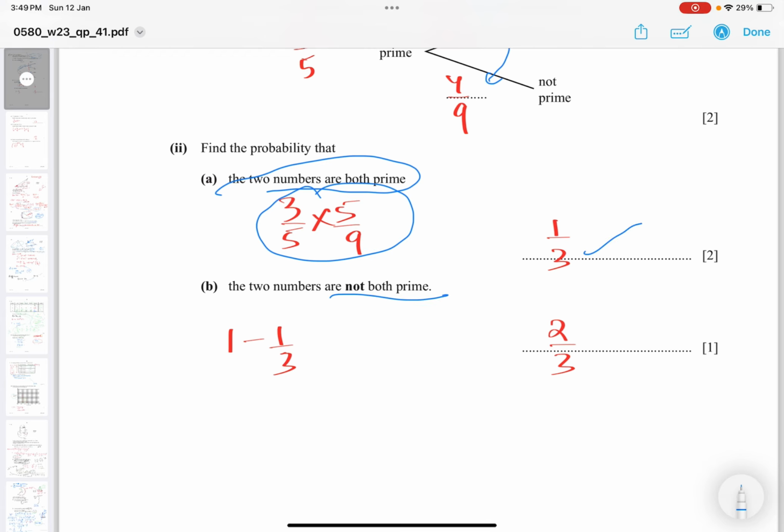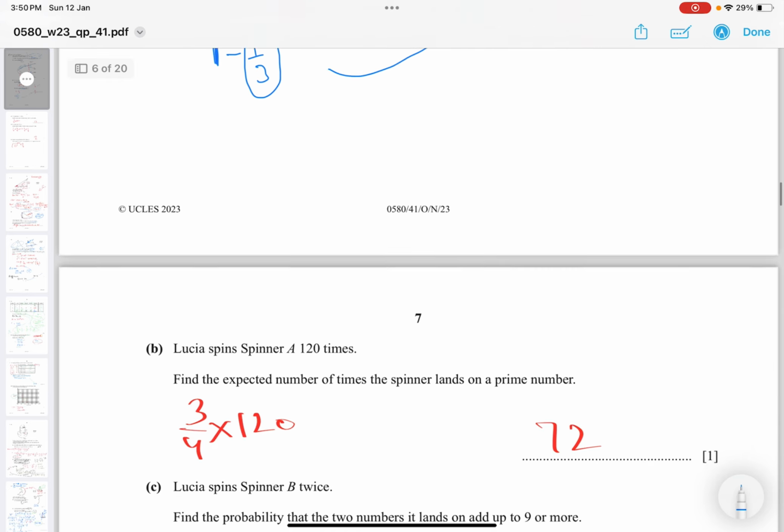Not both prime. So if both are prime, two numbers are not both prime. What can we do? We can just subtract it from the total probability, that is 1. So both prime is 1 by 3, right? We will subtract it from the total probability, that is 1, and we will get 2 by 3.